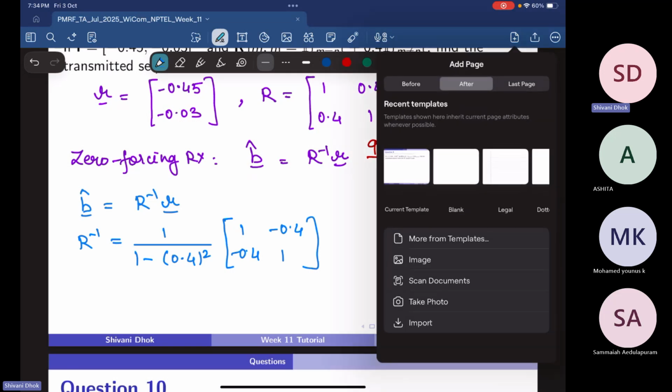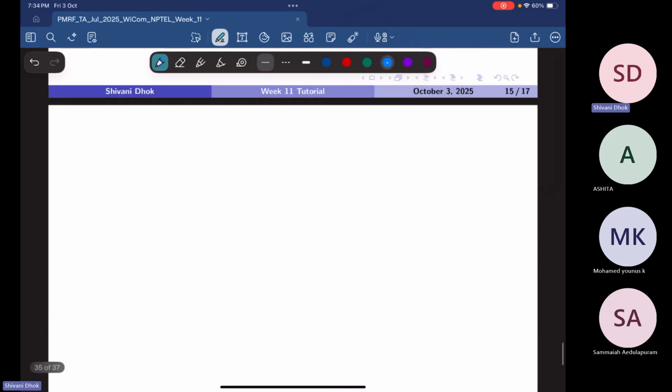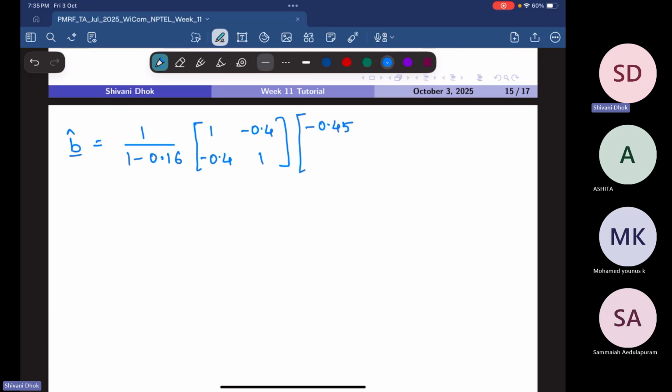So now if I substitute this in that equation, you have B hat equal to 1 over 1 minus 0.16 into 1 -0.4 -0.4 1 into your R, that is -0.45, -0.03. This comes out to be equal to -0.5214 and 0.1786.